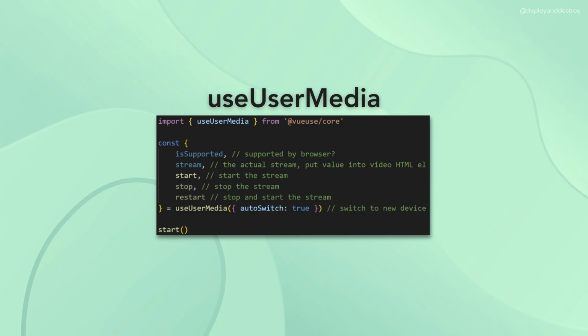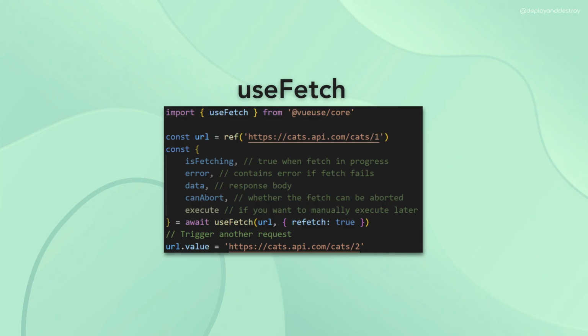Use user media can access camera and microphone. If you're doing video chat, streaming, or media recording, this will make that a lot easier. Use fetch is a solid fetch wrapper if you're not using Nuxt. Now, I don't use it much because Nuxt has this baked in, but if you're using Vue, this function can be pretty handy.